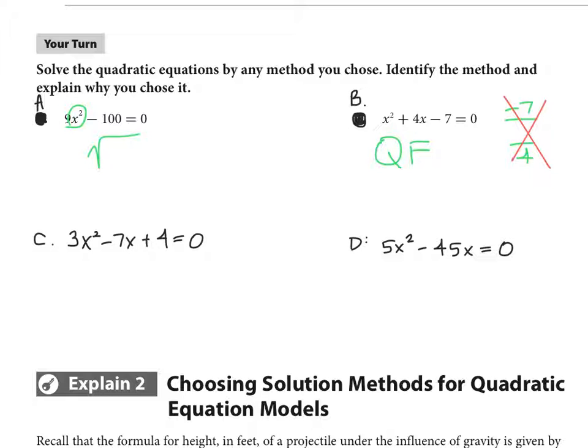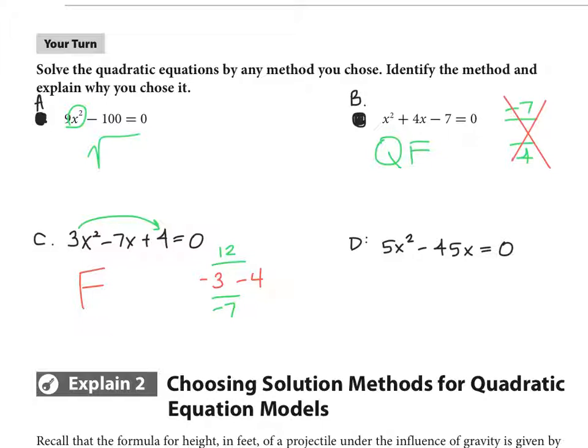C, remember when we check factoring, we need to move this to the end. So top number is 12 and bottom number is -7. And hopefully it doesn't take you too long to realize that -3 and -4 will work for that. So factoring is actually the best and quickest method for option C.